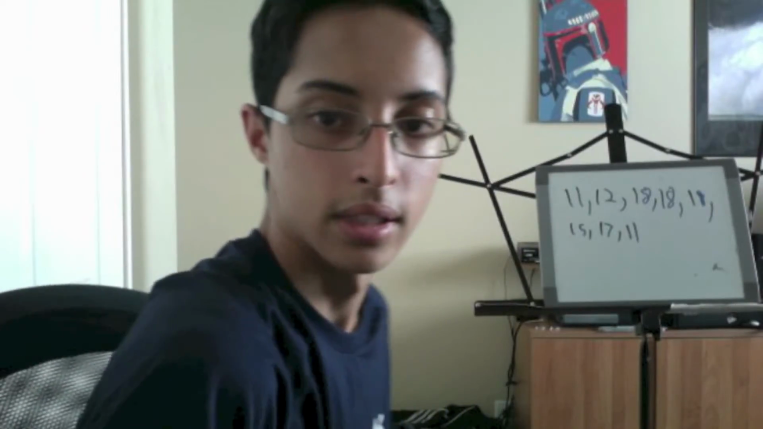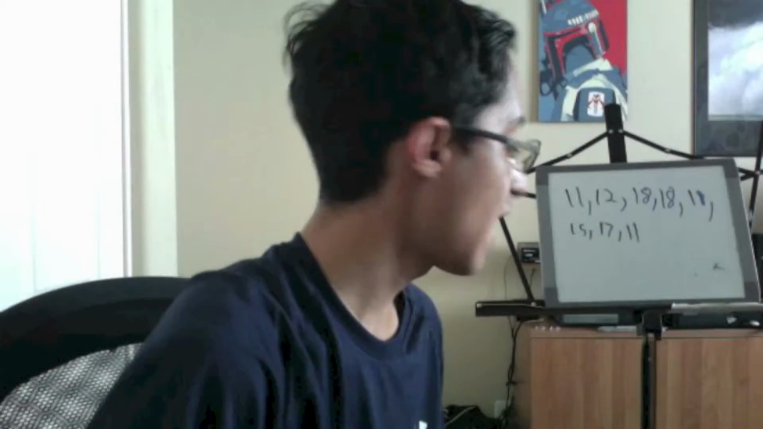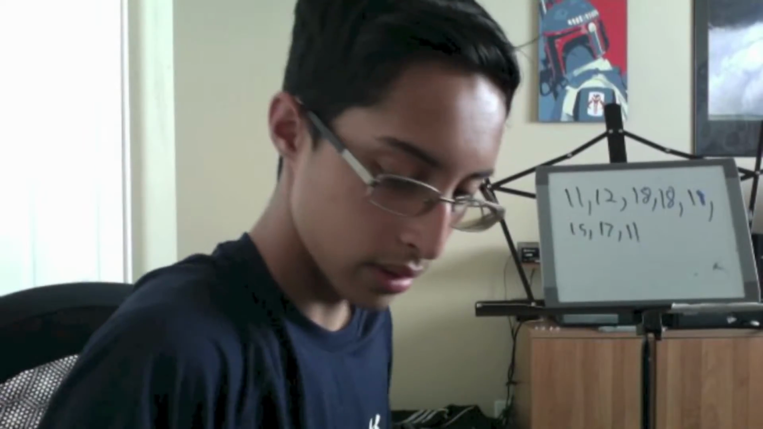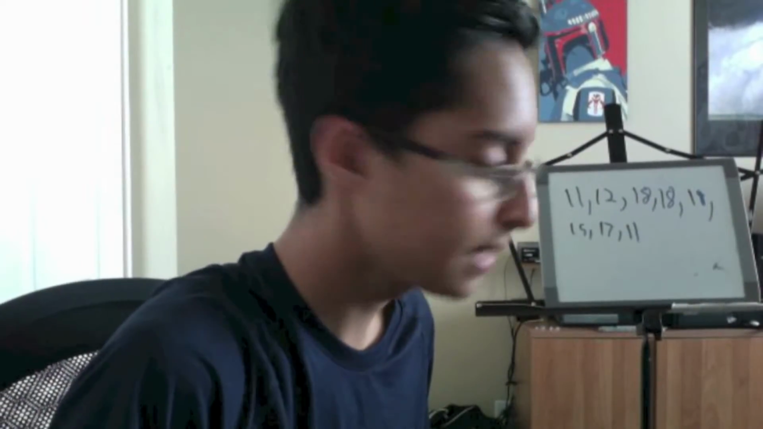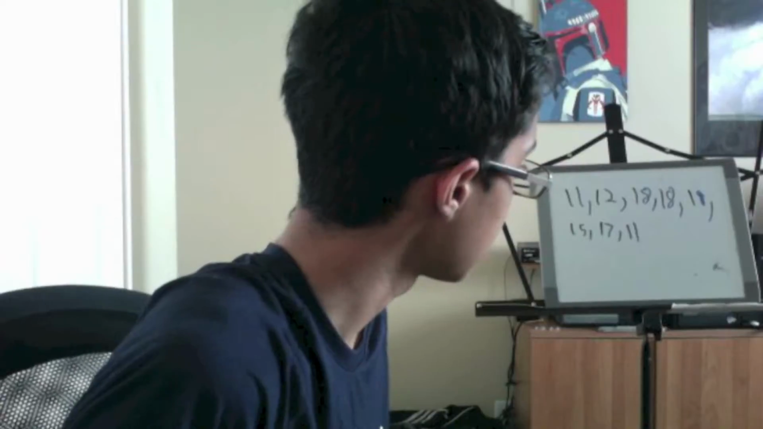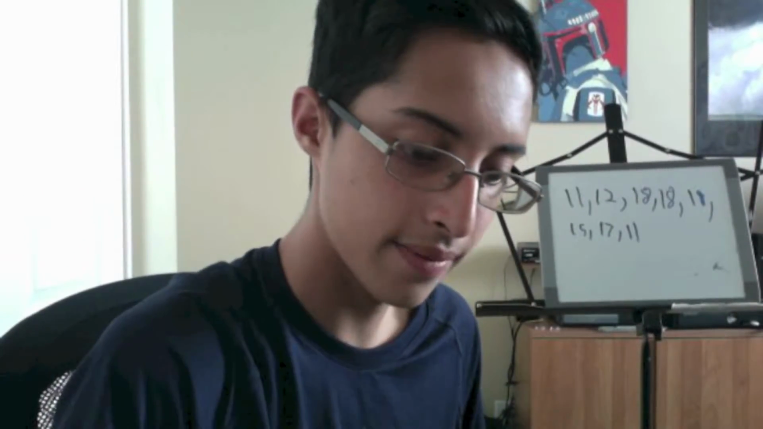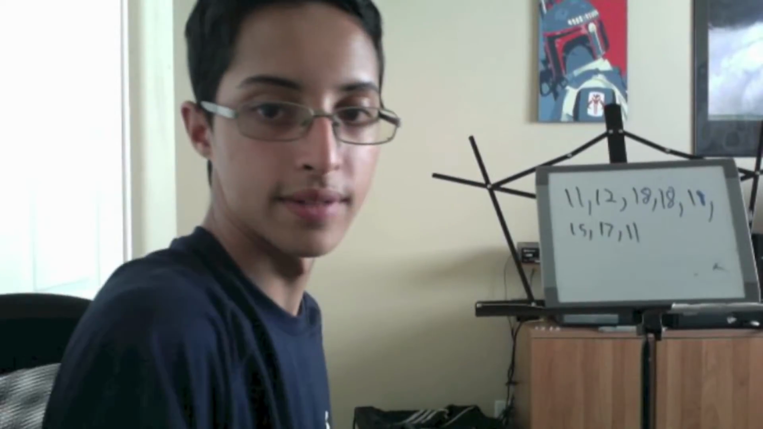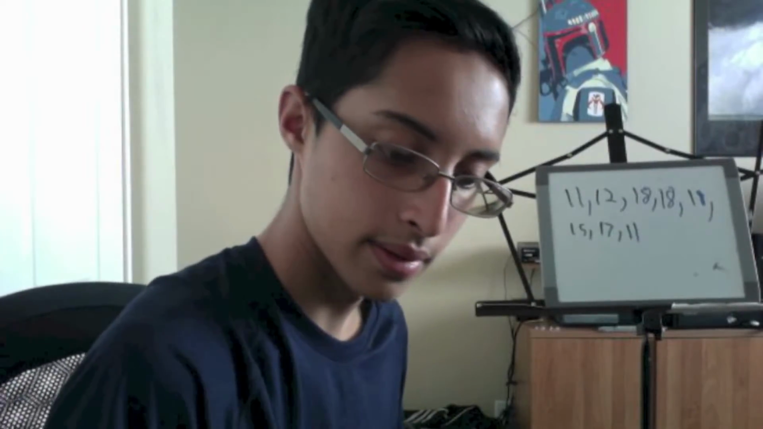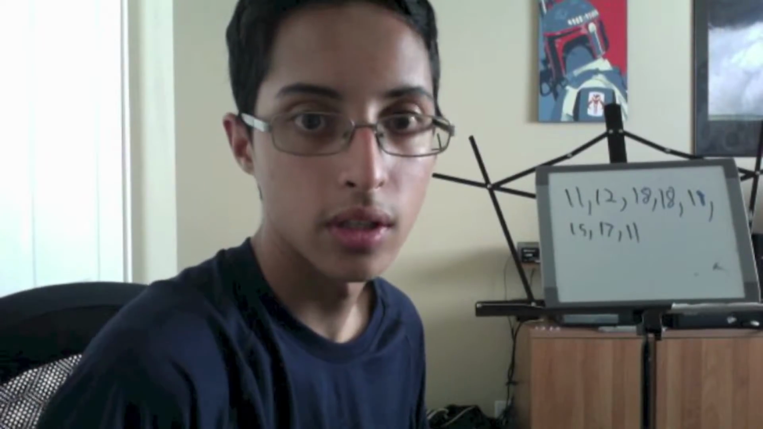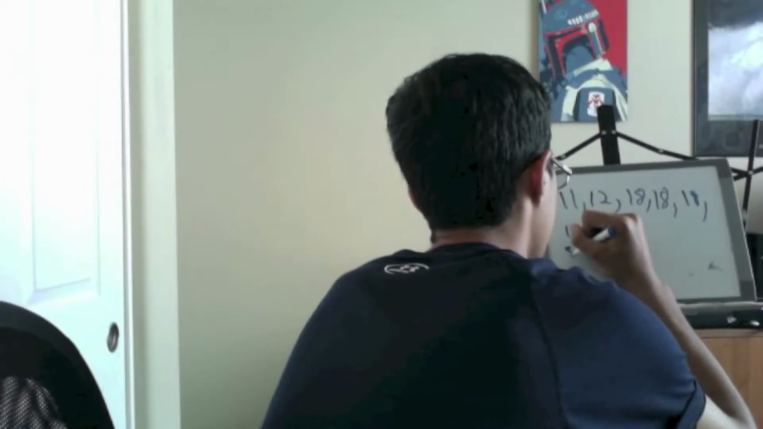Anyways, that would have to be step 1. We'd have to add them all up and find the mean. 11 plus 12 plus 18 plus 18 plus 19 plus 15 plus 11. That would be 104. Divided by 8. That would be 13. No decimal. That would be the first step. Step 1: 13.